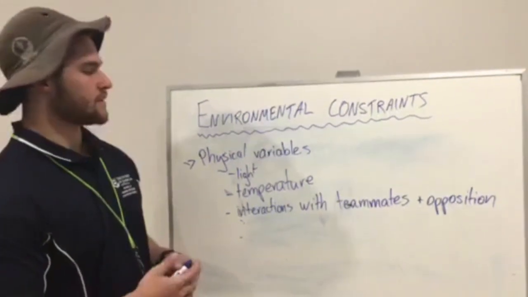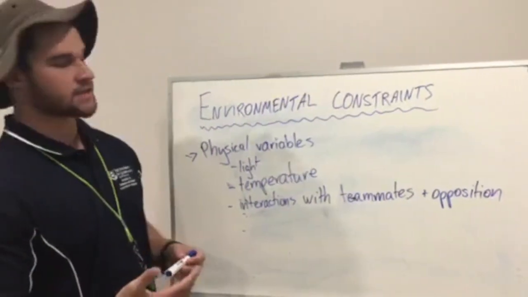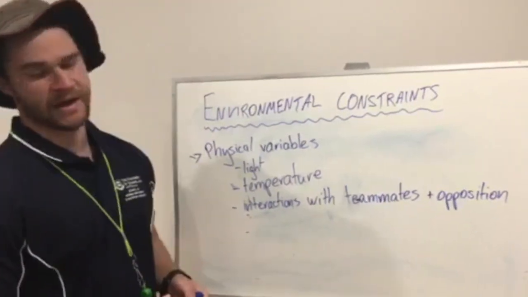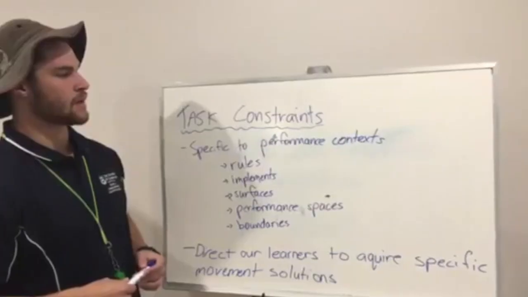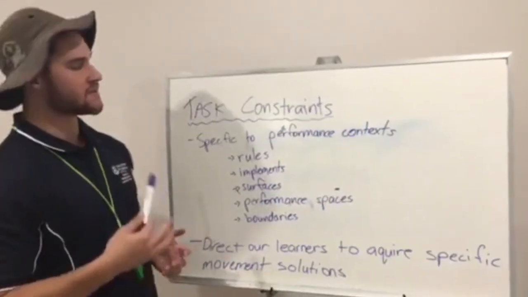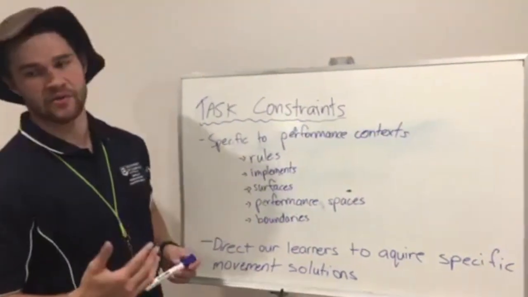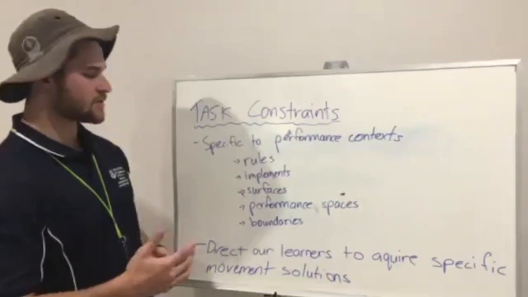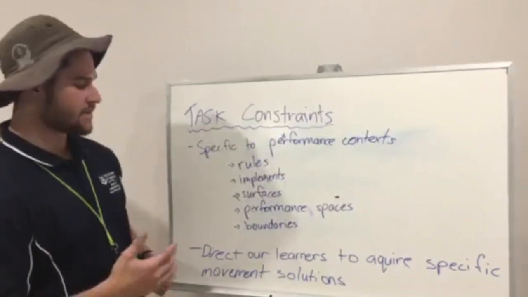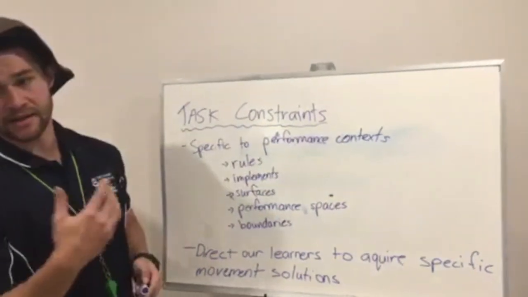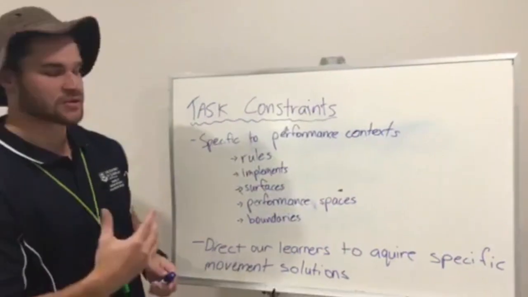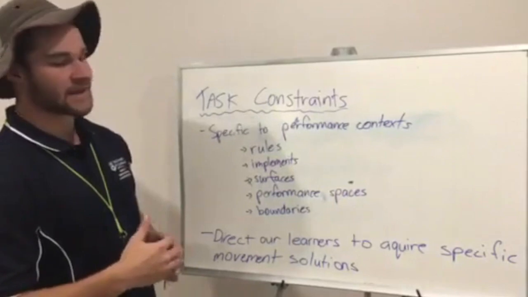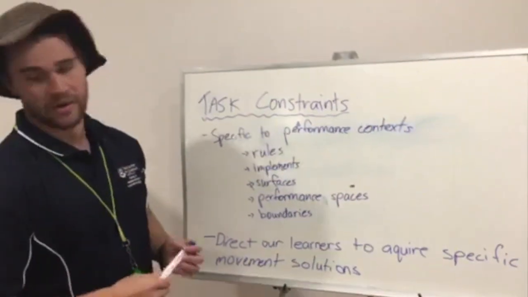Environmental constraints are physical variables such as light, temperature, wind, and interactions with your teammates and opposition. Task constraints are specific to particular performance contexts, and this is by manipulating the rules, implements, surfaces, performance spaces, and boundaries. This is the easiest one to manipulate and the one we have most control over. By manipulating these task constraints, we can direct our learners to acquire specific movement solutions.